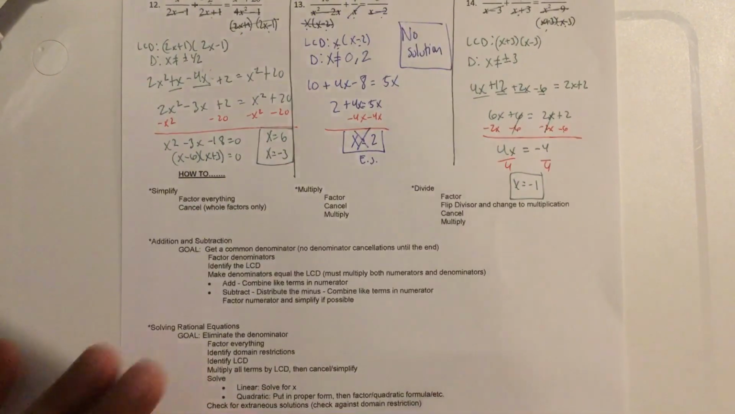And now really quickly at the bottom, you have this little cheat sheet. It's how to simplify, multiply, divide, add, subtract, and solve rational expressions. So you do have those resources there. That's it.